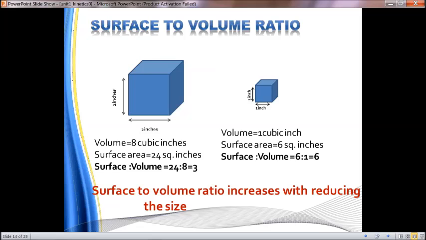So whenever the surface to volume ratio increases, the size reduces, and whenever size increases, the surface to volume ratio decreases. And based on this only we have dispersion characteristics. So dispersion characteristics and confinement characteristics also change. Then reactivity.